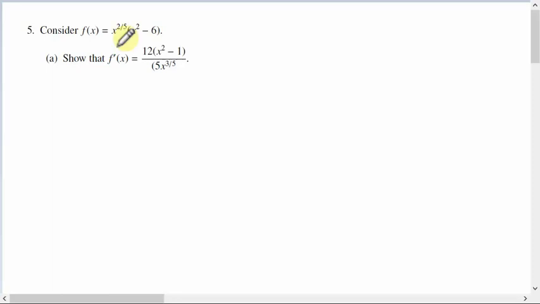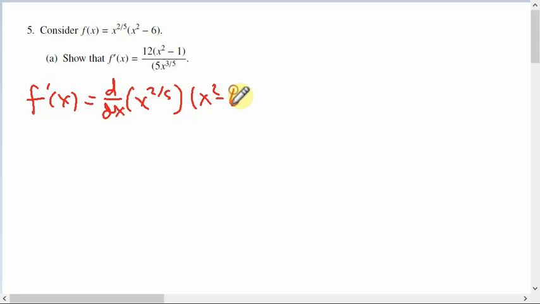Number 5, we're given this function, and we're first asked to show that the derivative can be expressed like this. So let's take the derivative and do some algebra. So let's take the derivative, f prime of x. It's going to be a product rule. It's the derivative of x to the 2/5 times x squared minus 6 plus the derivative of x squared minus 6 times x to the 2/5.